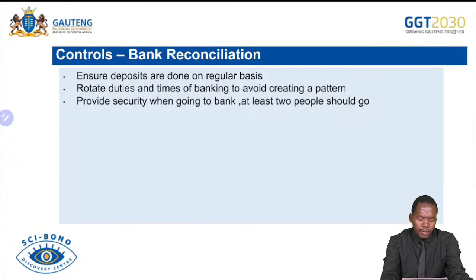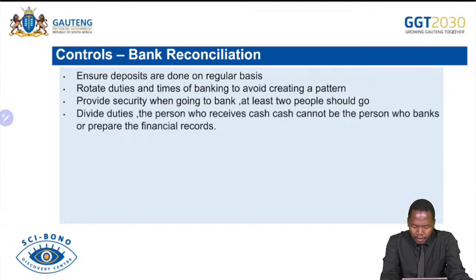Next one, you also provide security when going to the bank. At least 2 people should go, but it depends how much you are banking. If you're going to bank R1 million, then you should definitely hire a security company. Now, we've already spoken to this. Divide duties. The person who receives cash cannot be the same person who prepares financial records or the same person who deposits.